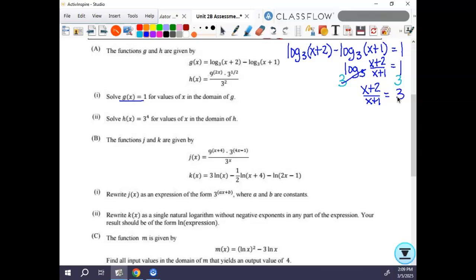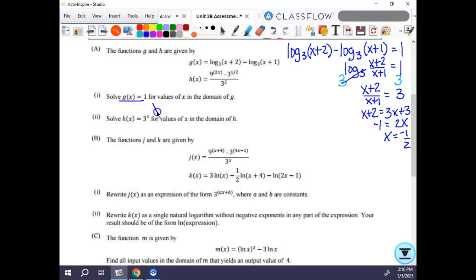Now I haven't dropped my log. I legally did stuff, right? Now it's just algebra. So x plus 2 equals 3x plus 3. So that's going to give me negative 1 equals 2x. So x equals negative 1/2.